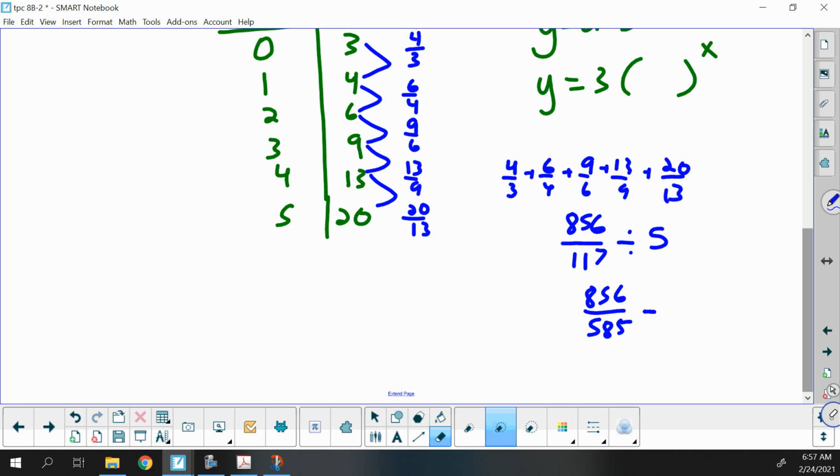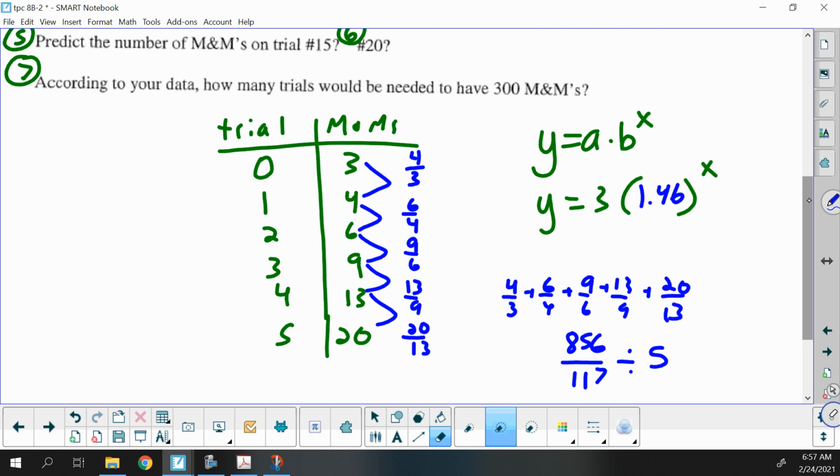But we said we wanted that as a decimal to the nearest hundredth. So what you need to be careful about is don't just hit Control Enter, because that'll read as divide by 5. You have to scroll up, highlight the fraction, hit Enter to bring it down, and then hit Control Enter. And for that, I got 1.46. So my b value that I would use is 1.46. And then I would make sure to tell that x is the trials and y is the M&Ms.